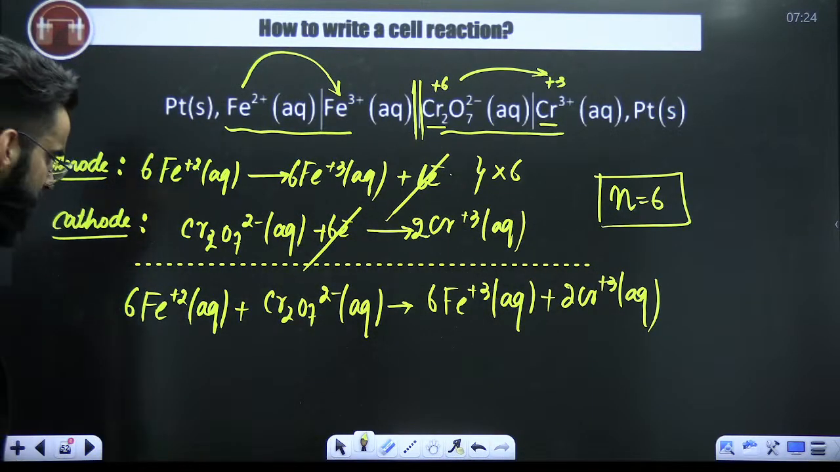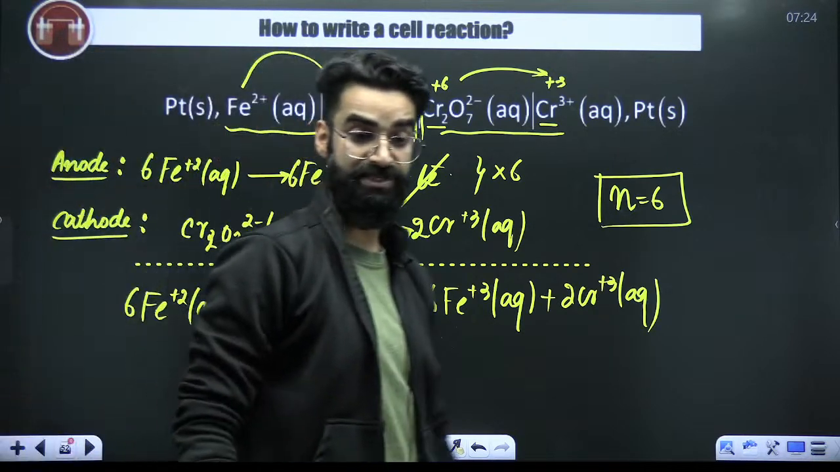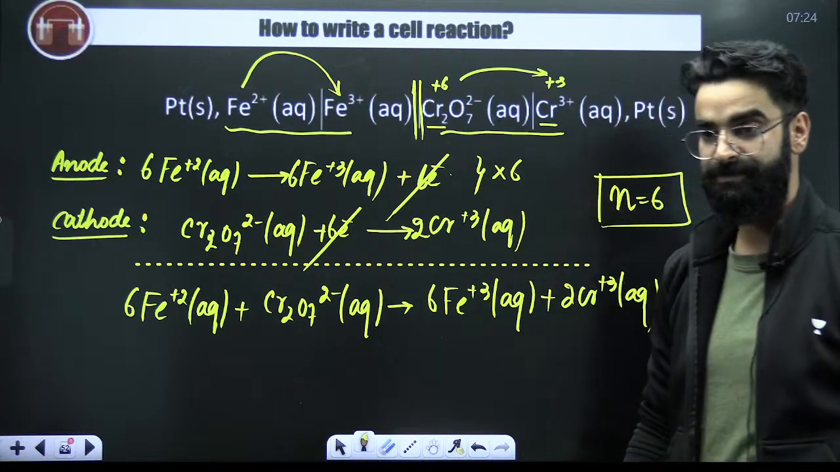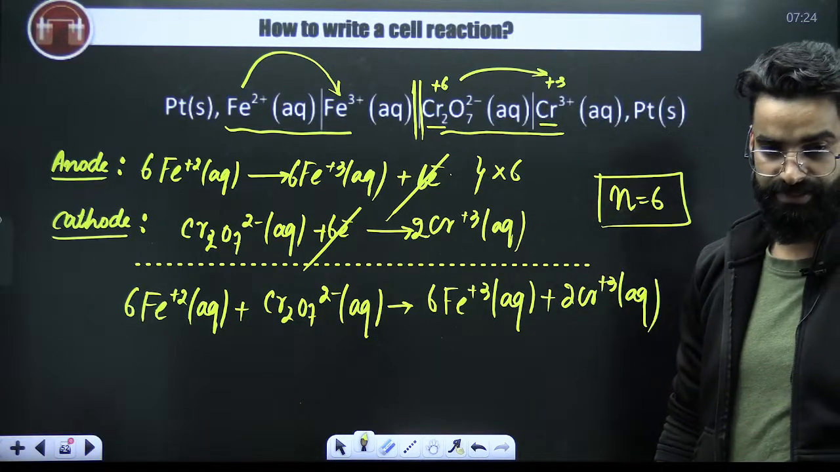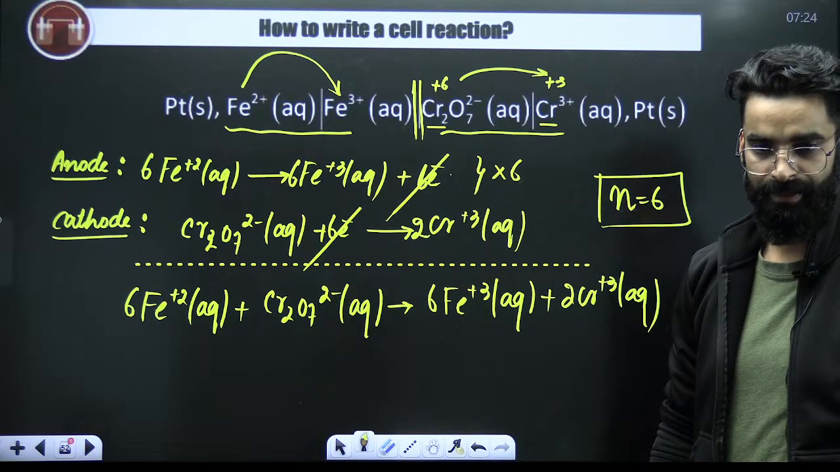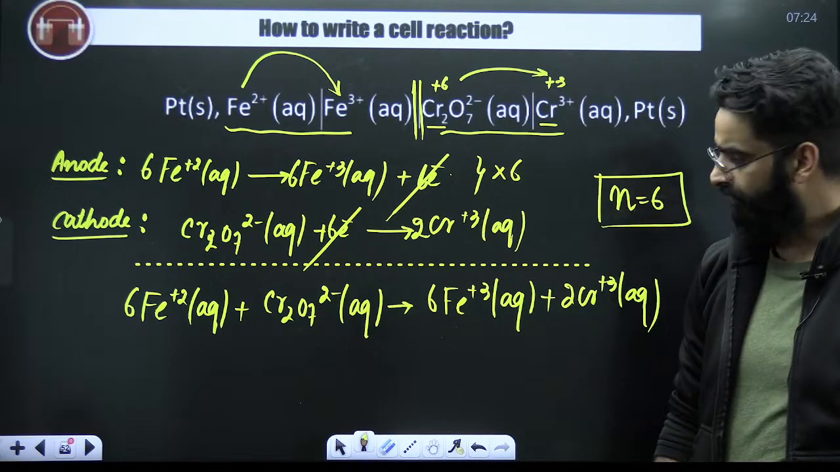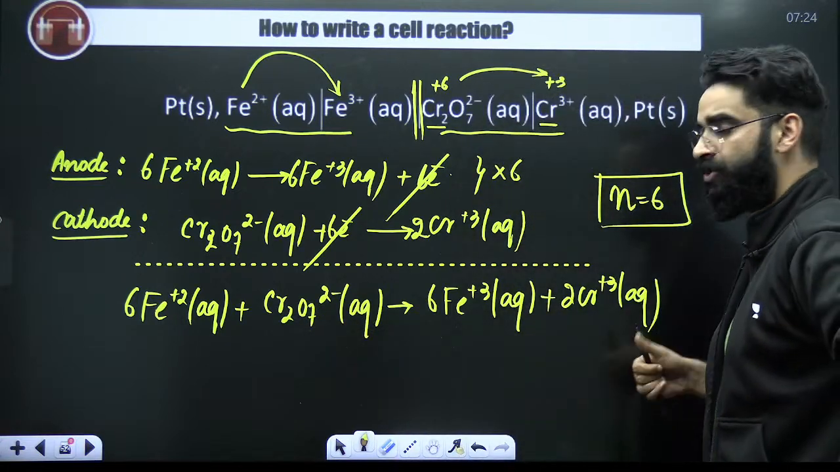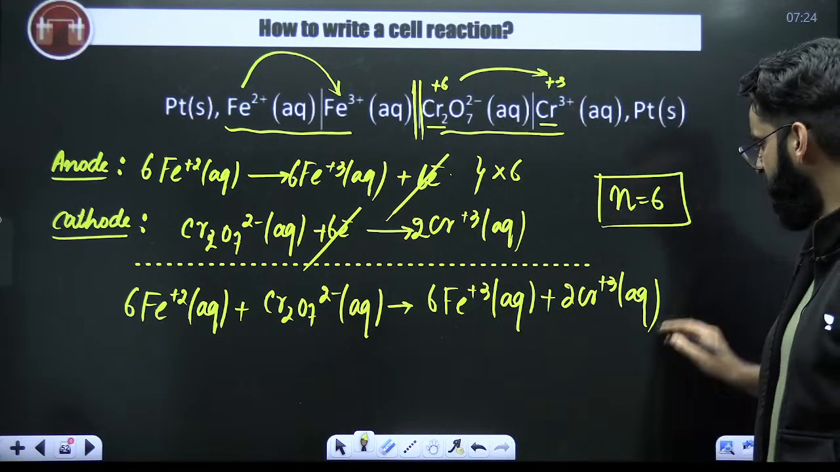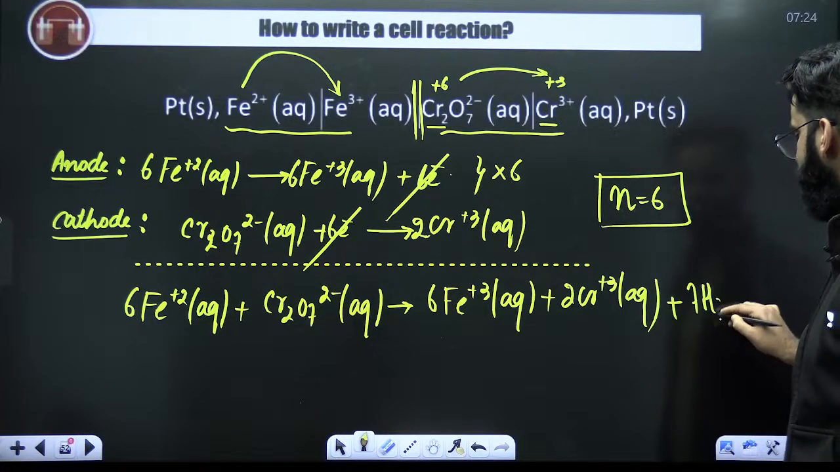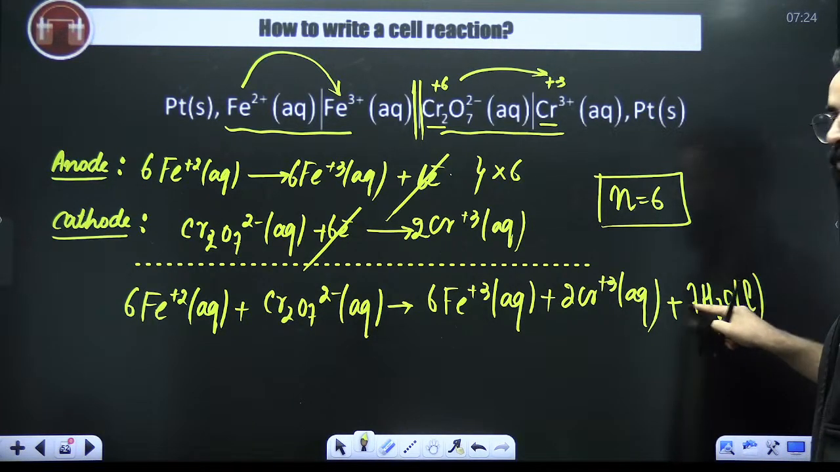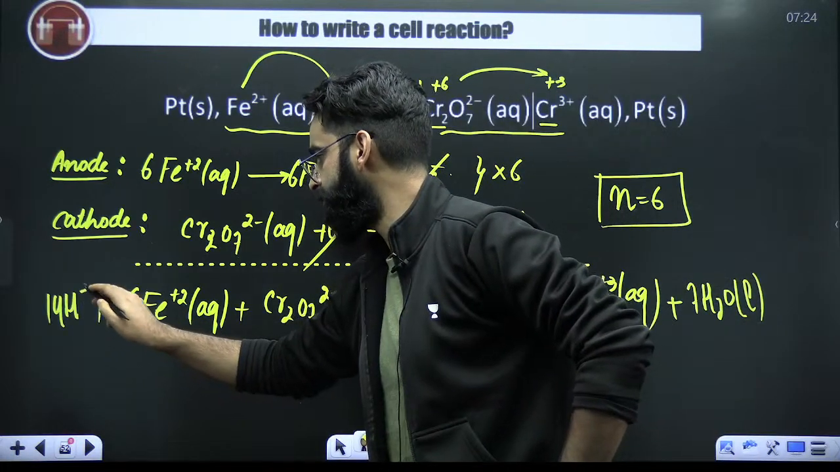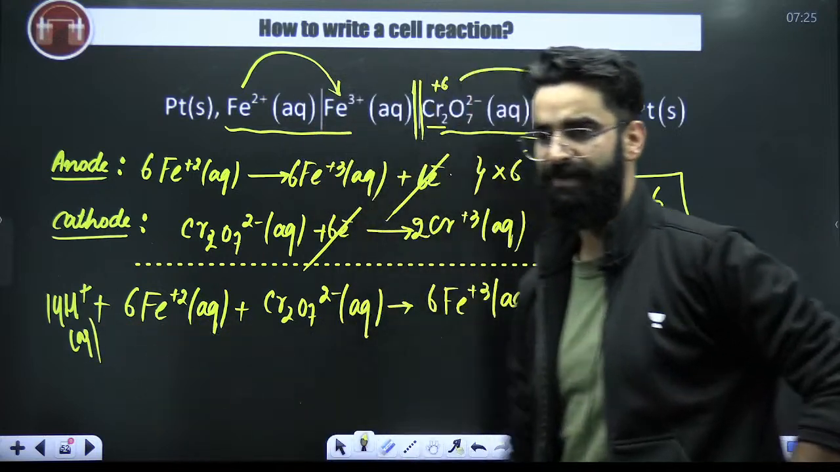Can we write the expression for QC? Before writing the expression for QC, check it out. Is the reaction balanced or not? The reaction is not balanced yet. It is time to balance the reaction first, right? On the left side, how many oxygen we have? 7. On the right side, there is no oxygen. So right side is oxygen deficient. So add 7 water molecules on right side, right? How many hydrogen? 14. So on this side, you'll be adding 14 H+. Perfect. Now the reaction is balanced.